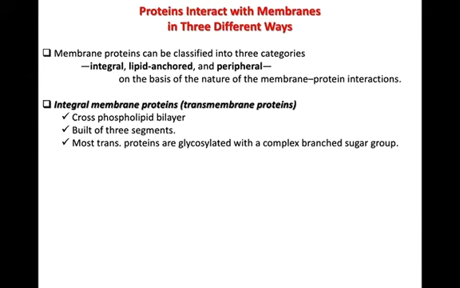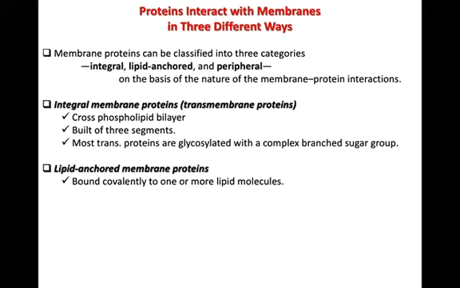The integral membrane proteins, which can be called the transmembrane proteins, cross the phospholipid bilayer. They are built of three segments, as we have just seen in the previous slide. Most transmembrane proteins are glycosylated. What's the meaning of glycosylated? That means they are attached to a moiety of carbohydrates, a complex branched sugar group.